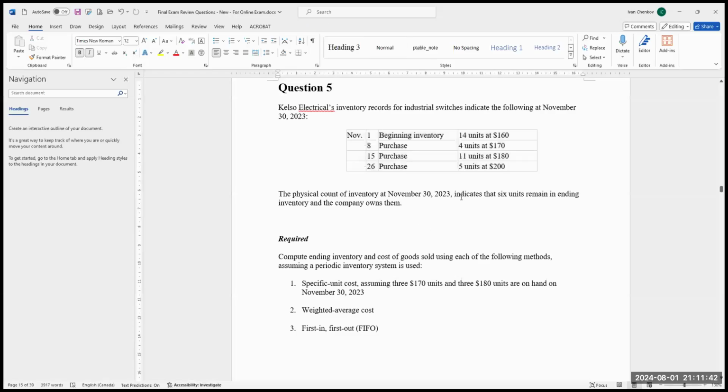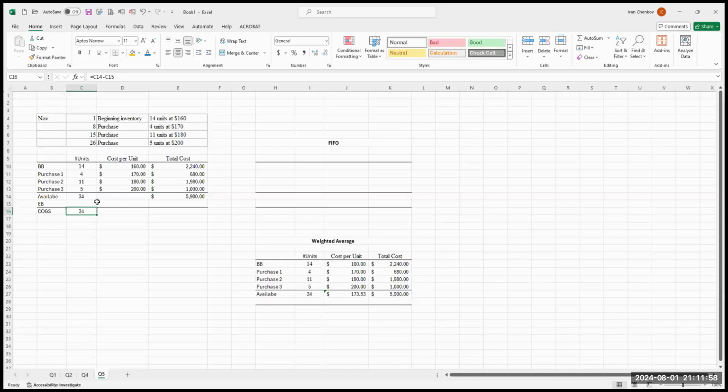As you can see, it indicates that we have 6 units remaining of the ending inventory. So let's go back and add those 6 units in our calculation. So our ending balance is 6 units. That means we sold 28 units. The question is, what's the total cost of those 6 units? What's the total cost of the cost of goods sold?